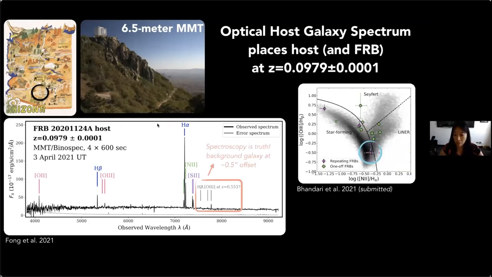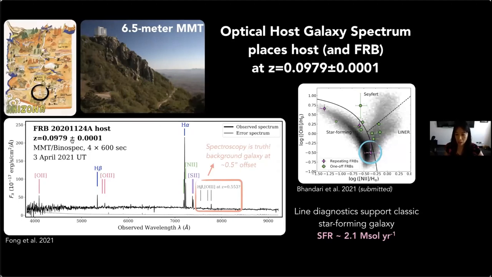So using the emission lines, we can actually place this on a BPT diagram to understand where it is with respect to AGN versus classic star-forming galaxies. This is from Shivani's paper, and she showed this plot, but I'll just show it again, that it really is identified as a classic star-forming galaxy with a moderate star formation rate of 2.1 solar masses per year from H-alpha.